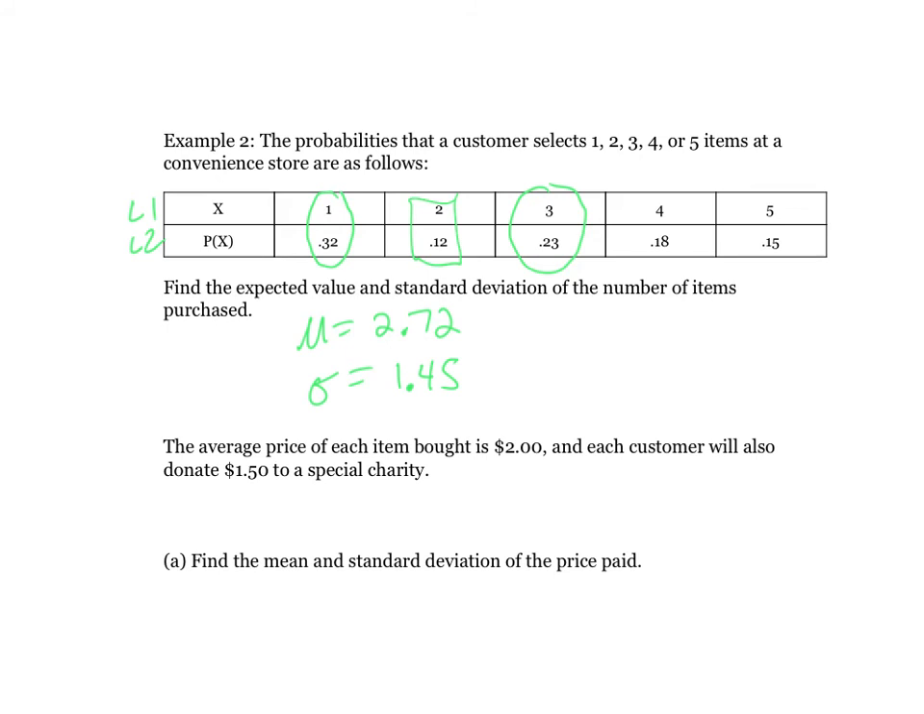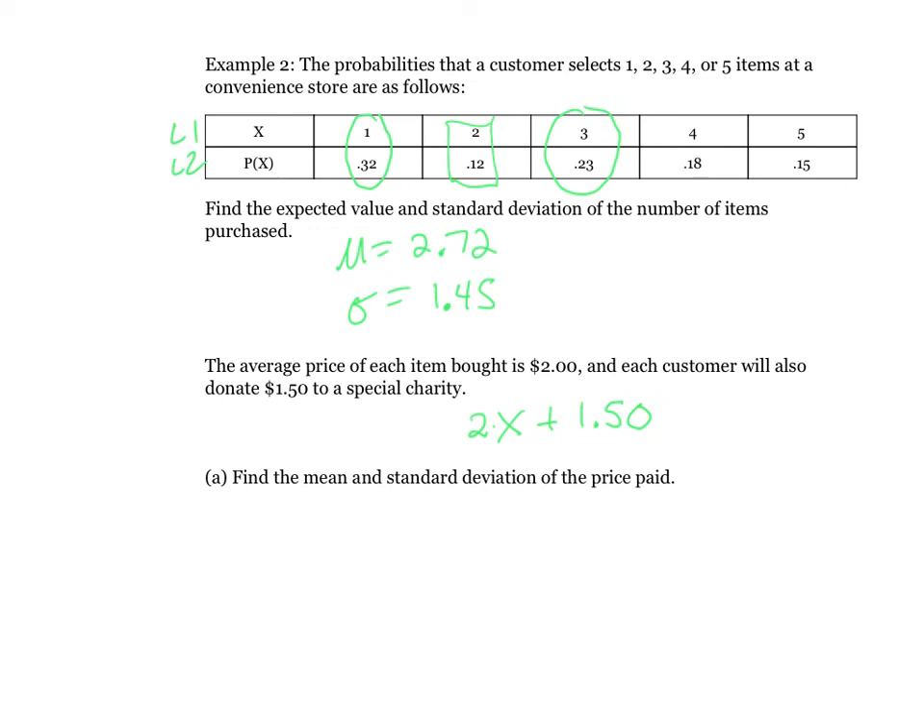Okay. Now, let's do a transformation now of this random variable. So the average price of each item bought is $2. So it's $2 per item, and they can convince customers to donate $150 to charity most of the time, it looks like. So that's my linear transformation, 2 times x plus 150. So now I want to find the mean and standard deviation of how much a customer spends at the convenience store.